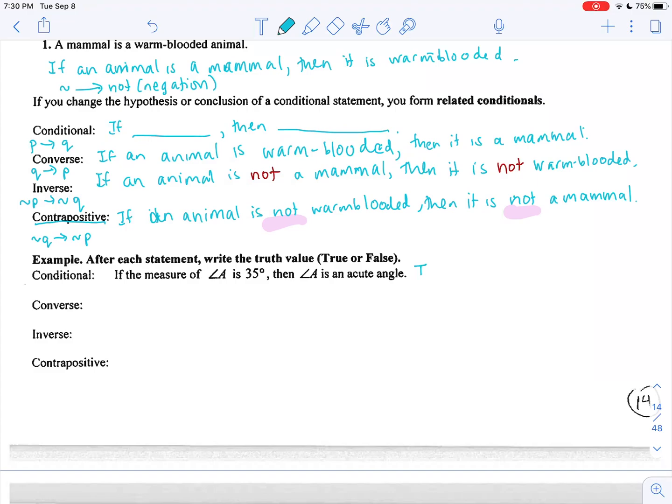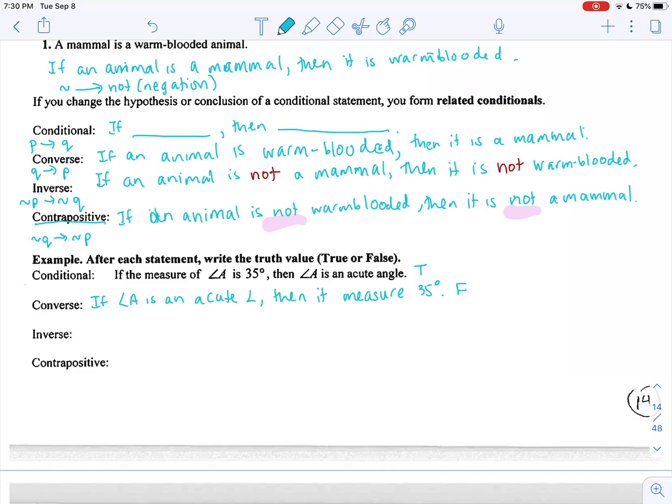The converse would be, we switch P and Q, so if angle A is an acute angle, then it measures 35 degrees. Is that true? If an angle is acute, does it necessarily mean that it has to be 35 degrees? And no, that's not true. So the truth value for the converse is false.